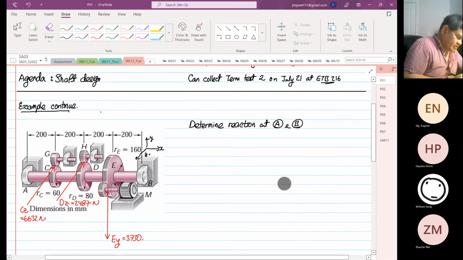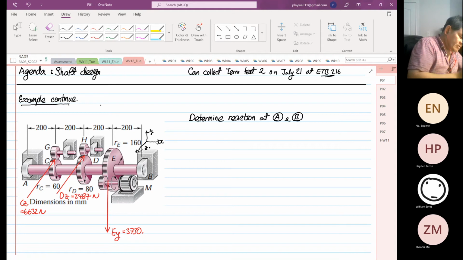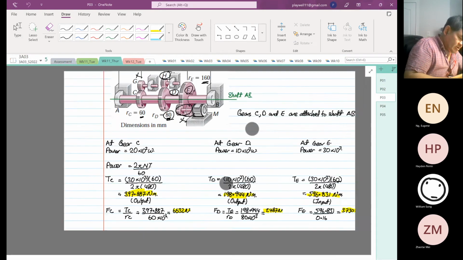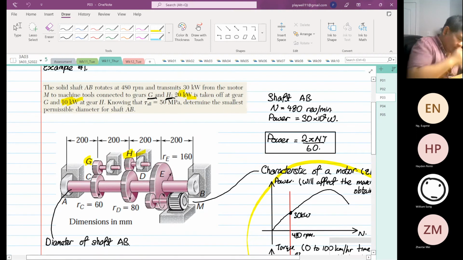So we are going to continue on this example that we did last week. Just to briefly recap, we look at a shaft design, and the objective of this example is to choose the minimum size of the shaft AB, given that the shaft is rotating at 480 RPM and the motor input to the system is 30 kilowatt, and gear G is taking up 20 kilowatt, gear H is taking up 10 kilowatt. The allowable stress for the shaft material is 50 megapascal. We're going to determine the smallest diameter of the shaft AB.